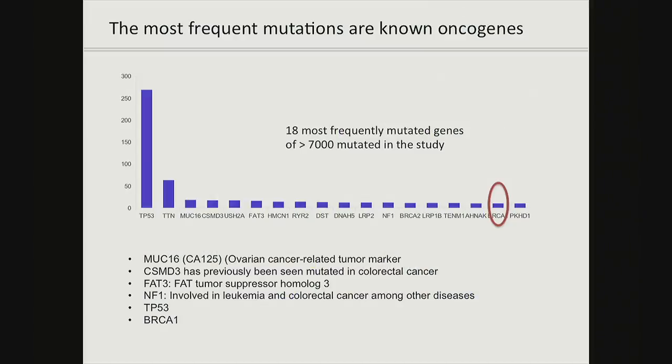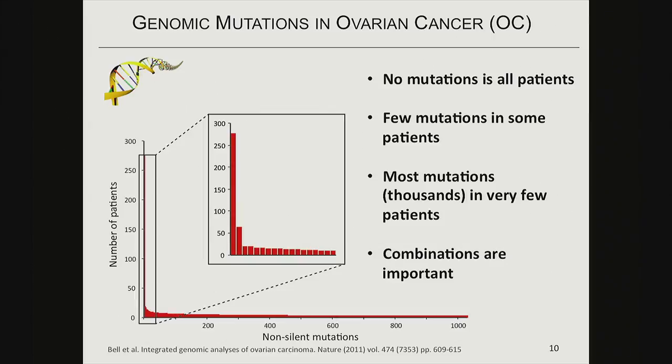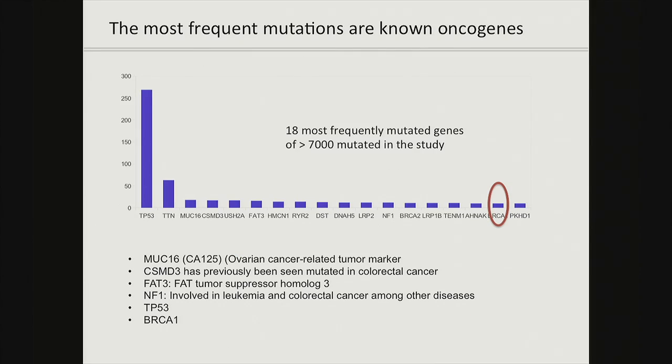So we can also ask, what are these genes that are occurring with a certain frequency? And so this is what Atul also did. He used the 18 most frequently mutated genes out of 7,000 in this study, and these are the names. These are some of the most frequently mutated genes in this cancer genomic study.